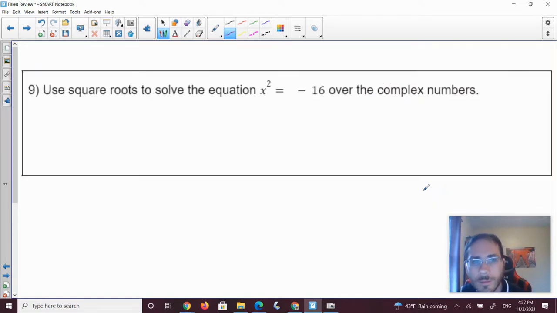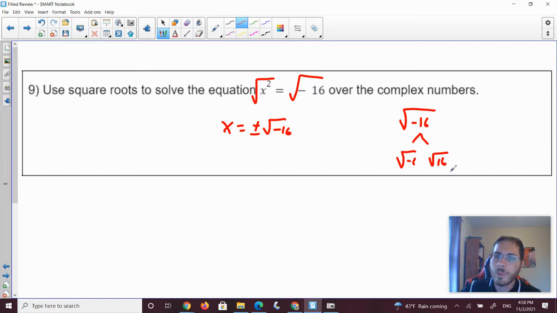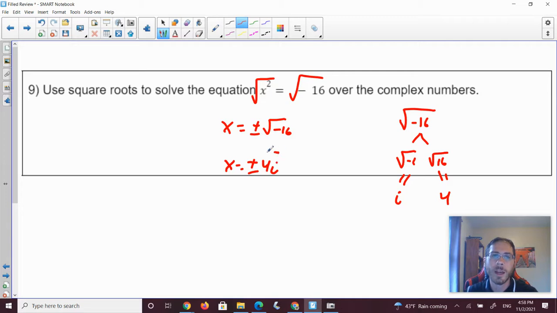All right. For 9, use square roots to solve this equation over the complex numbers. The whole idea is we square root both sides. Square root of x squared is x, and we're going to get plus or minus square root of negative 16. Now you might know what that is already, but just for good practice, I'm going to go ahead and do it out fully. So we get square root of negative 1 times square root of 16 is square root of negative 16. And our friend shows up over here. So square root of negative 1 is i. And we actually know the square root of 16 is 4. So x equals plus or minus 4i.